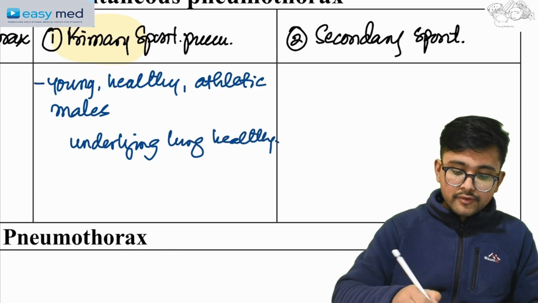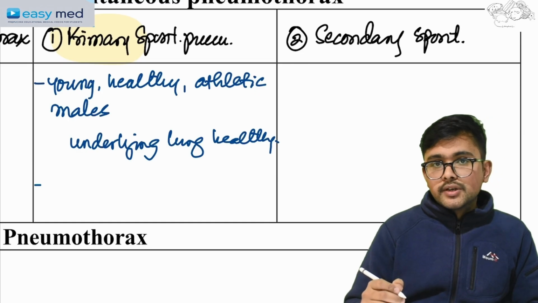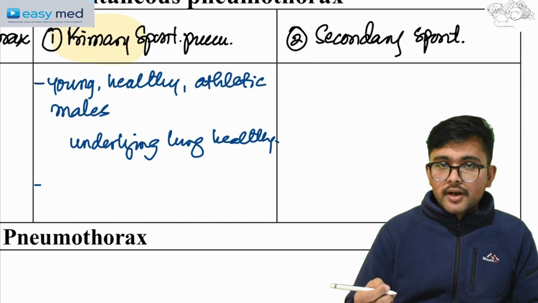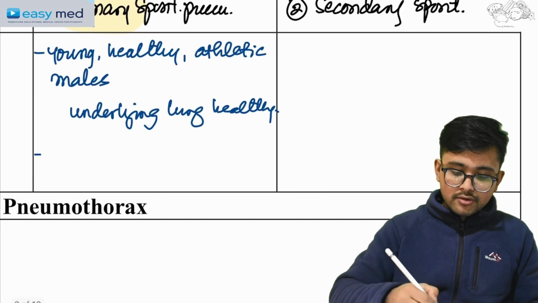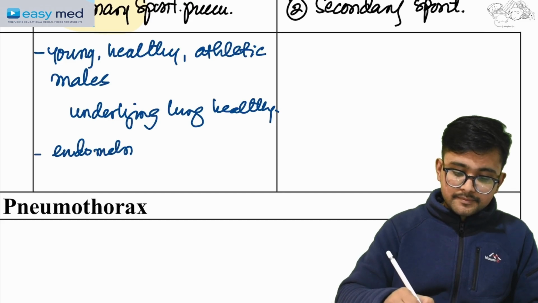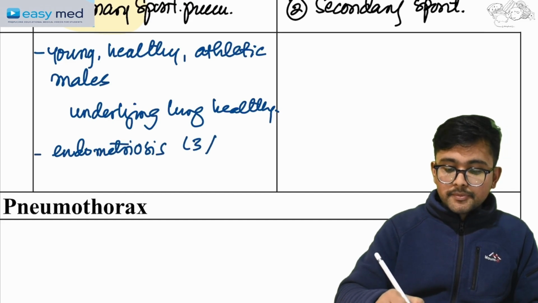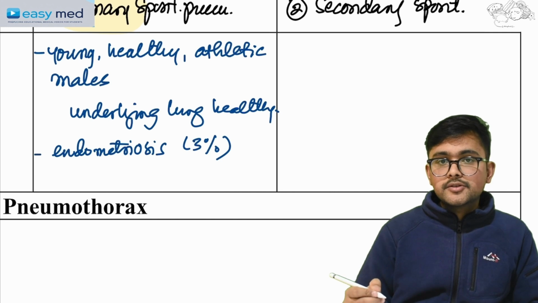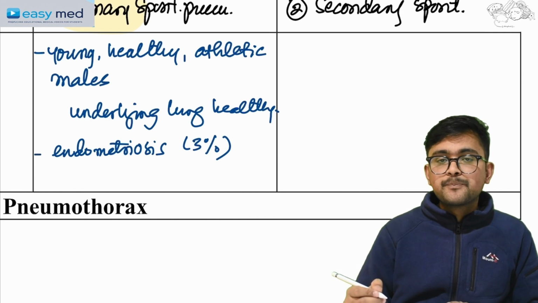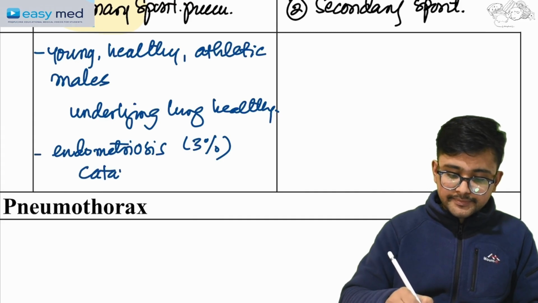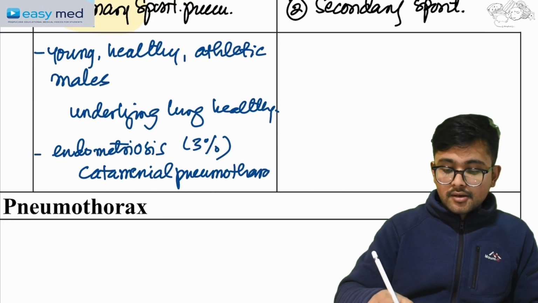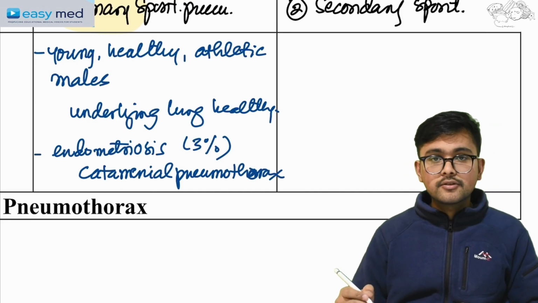Sometimes they might give you a scenario of a female who usually develops chest pain during menstruation. They did a chest x-ray and found pneumothorax. Sometimes this can be a rare variation of endometriosis of the thoracic or pleural cavity. About 3% of the primary spontaneous pneumothorax in females can be because of endometriosis of the pleural cavity, and this is known as catamenial pneumothorax. Again, not a very common disease, but it's an interesting thing to learn about.